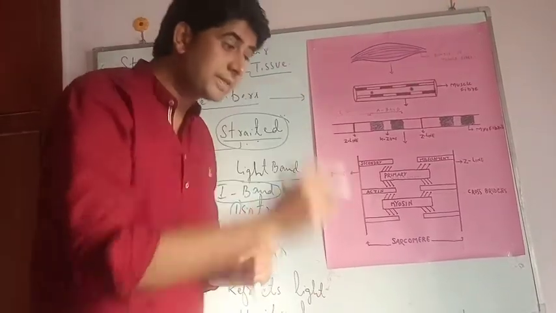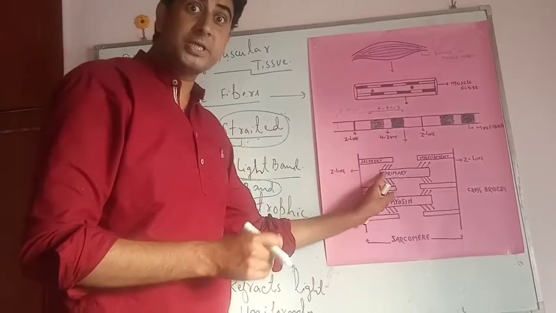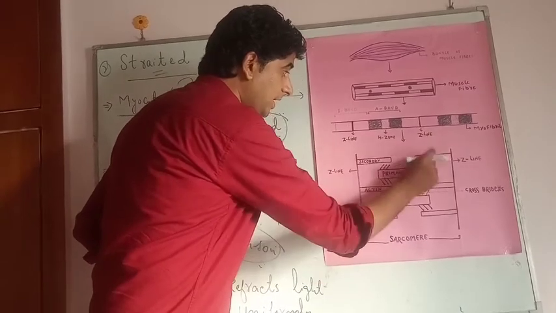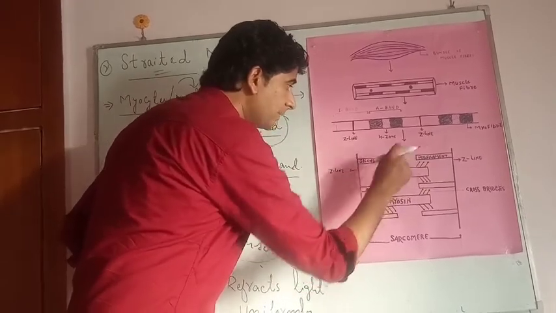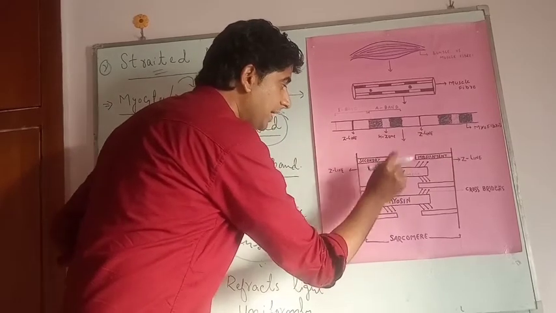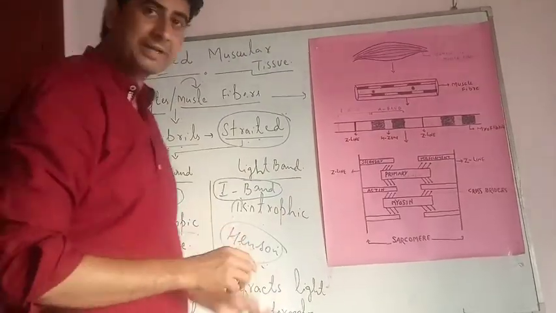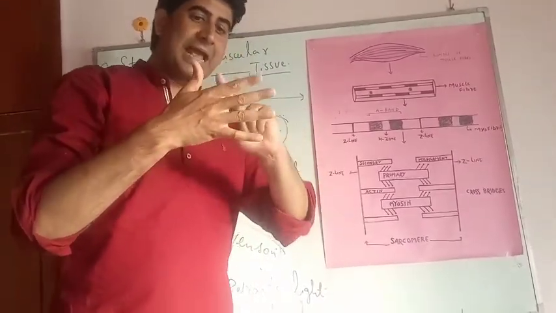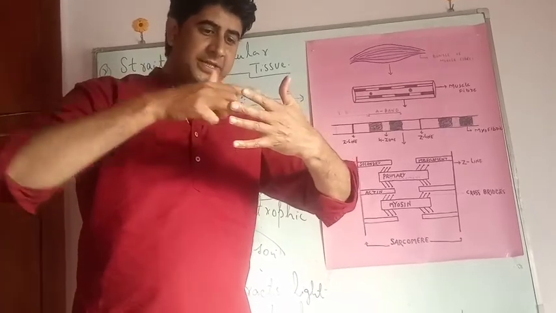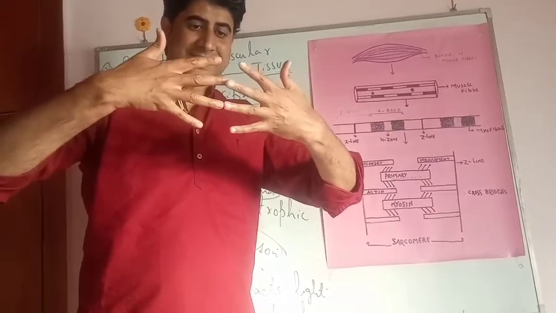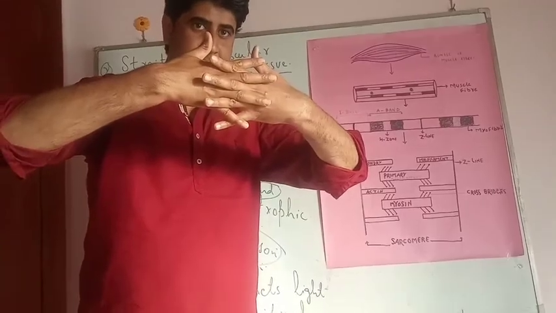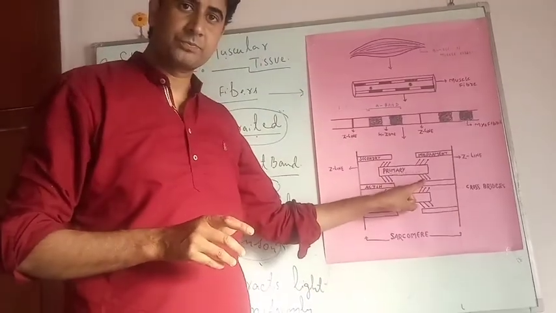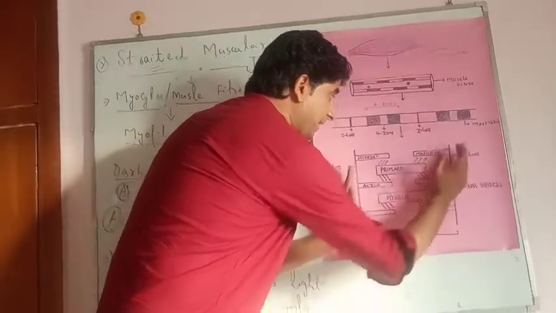Now, how do this contraction and relaxation occur? It is because of the sliding of the actin filaments upon the myosin filaments. Just like these, for example, these are the actin filaments. These are the myosin filaments. So this slides inwards. During the contraction, this slides inwards over the cross bridges. तब जाके ये जो sarcomere है, it shortens.